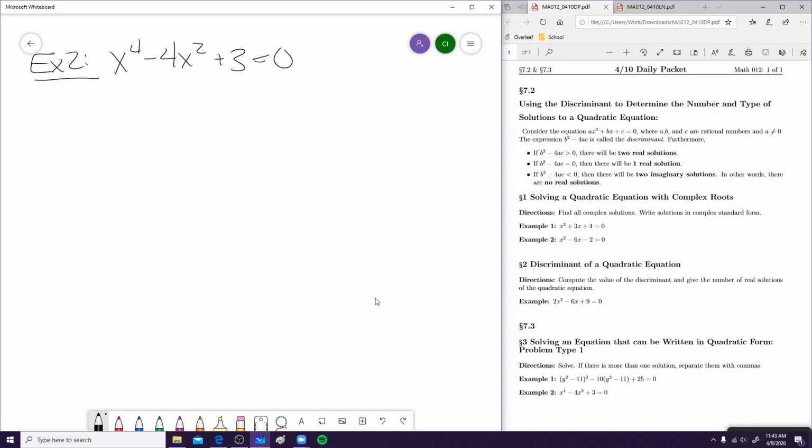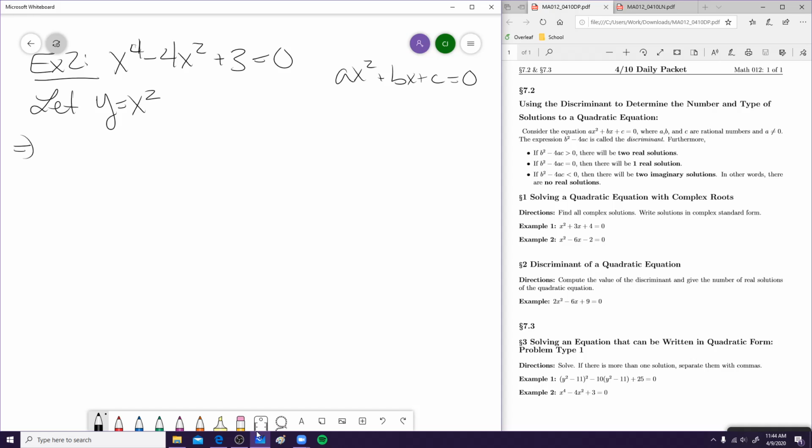So now on to example 2. This is almost what we know. Remember, our goal for these is that we want it to look like ax squared plus bx plus c is equal to 0. But over here we have x to the fourth and we have x squared, right? So maybe, let's test it out. What if I have y is equal to x squared? Because I want to make this a linear term.